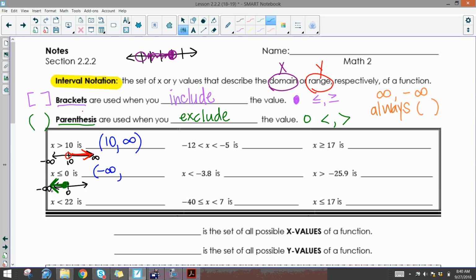It starts all the way at the left and comes up to 0. But now I'm including that 0, so it's going to get a bracket. Okay. For the next one, x is less than 22.